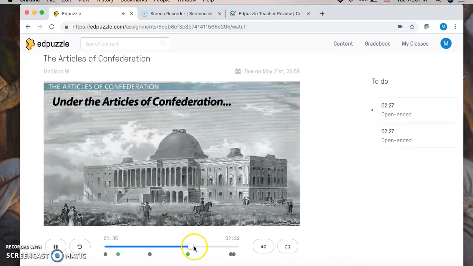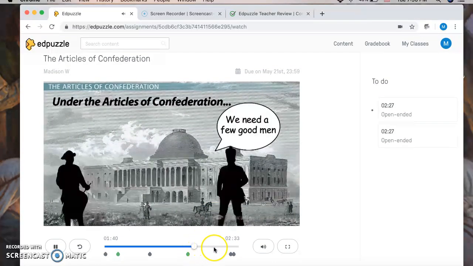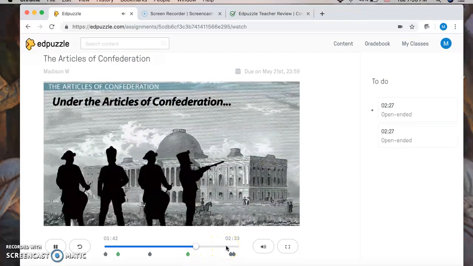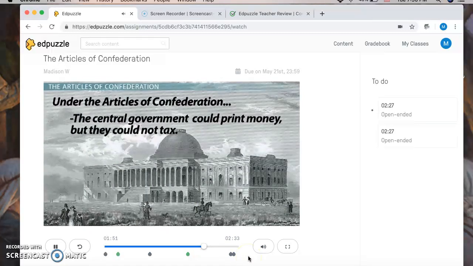Under the Articles of Confederation, the Congress was tasked with creating and maintaining an army, and they could request states send soldiers, but they couldn't demand or enforce the request. Also, under the Articles of Confederation, the central government could print money, but they could not tax.